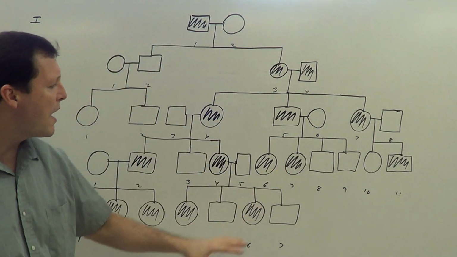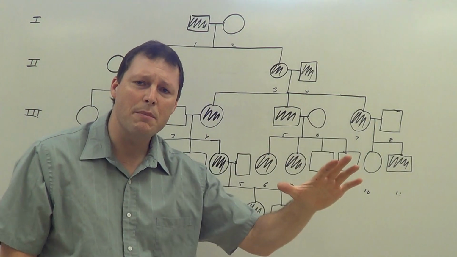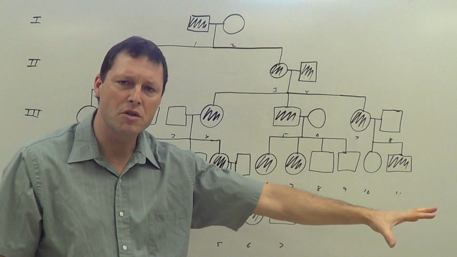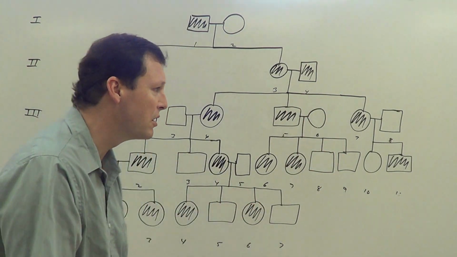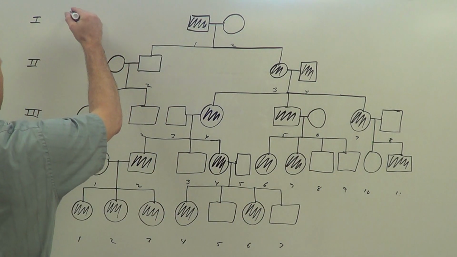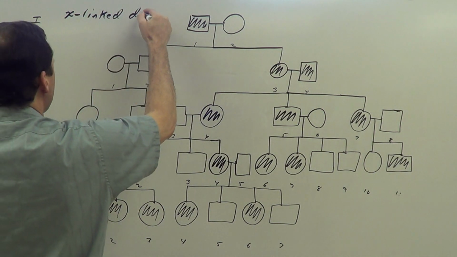All right, so we're going to go ahead and we're going to go with X-linked here. If we found an exception, we would have to go with autosomal, but not really any exceptions, so we're going to go with X-linked. Let's go ahead and write that down. This is X-linked dominant.